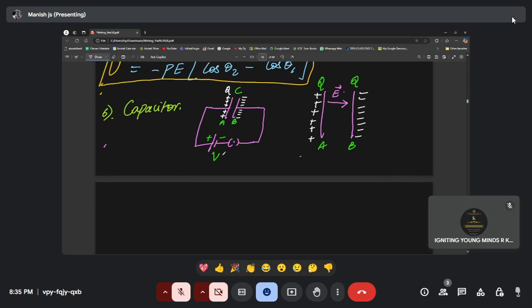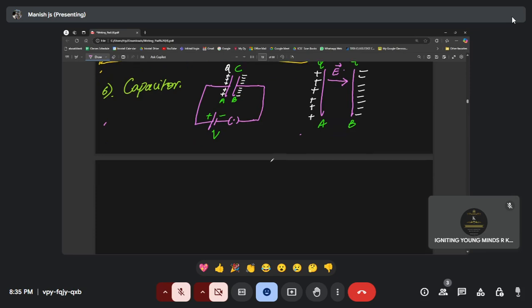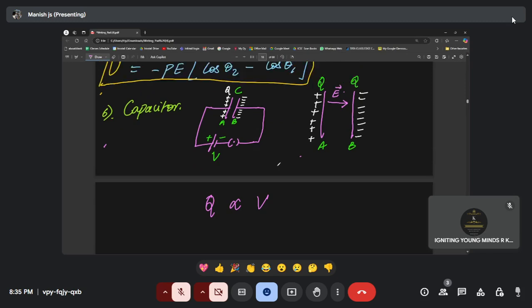Now, coming to the main idea, the charge that is developed here, Q, is directly proportional to the potential difference that is applied. I repeat, the charge developed across the plates of this capacitor is directly proportional to the potential that is being applied. For example, if I'm connecting a 2-volt cell, say I'm getting a charge of 5 coulombs. For a 2-volt cell, I am getting 5 coulombs.